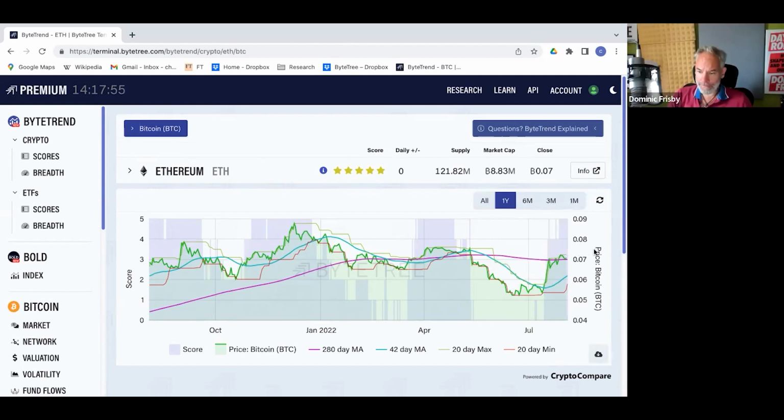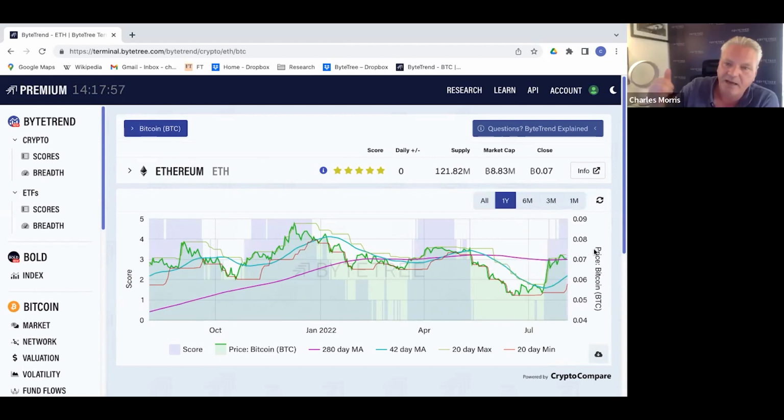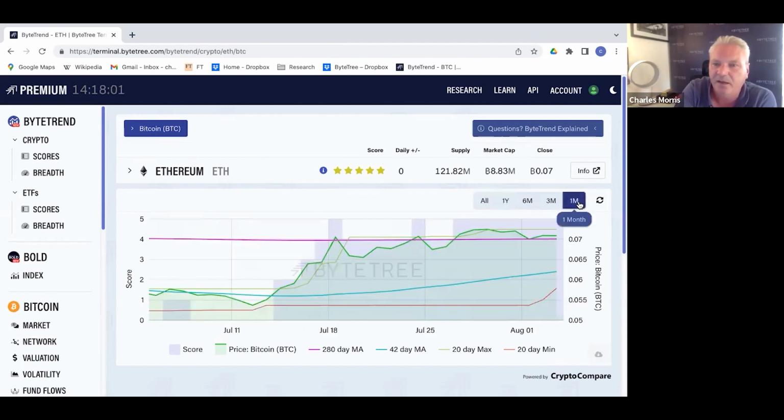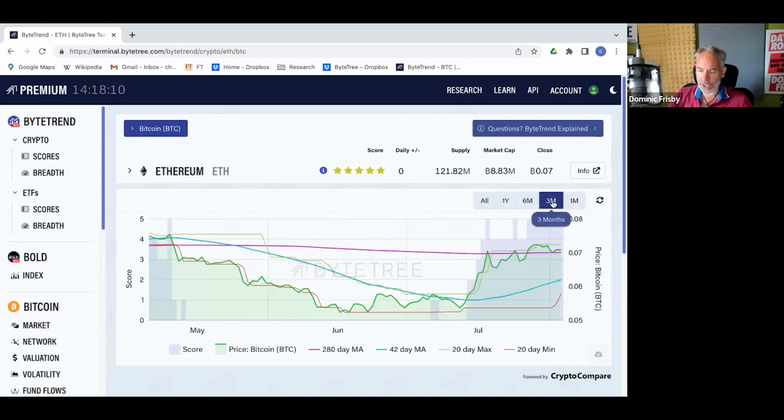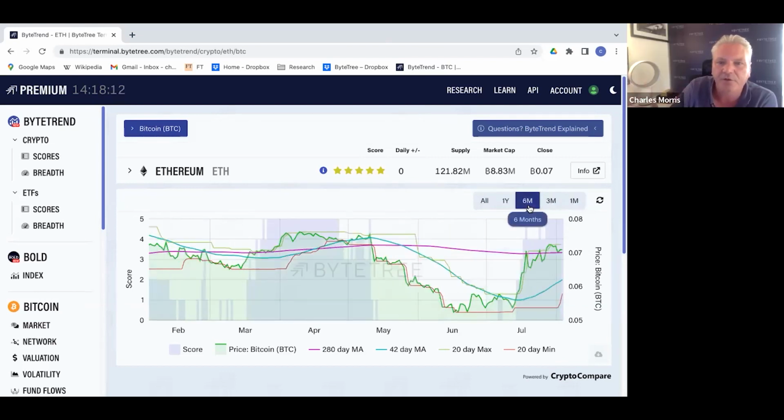Yeah, so we're above our moving averages. The moving averages are upward sloping. So if you're in doubt, let's zoom in, and you can see that. And it's right on the buy point on the 280-day moving average, sitting right on it. That's a really bullish chart. Yeah, so it's a 5-star trend for ETH in Bitcoin.